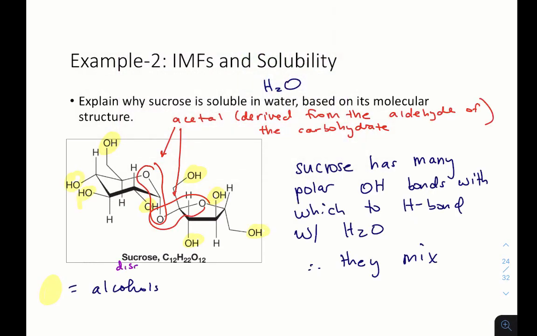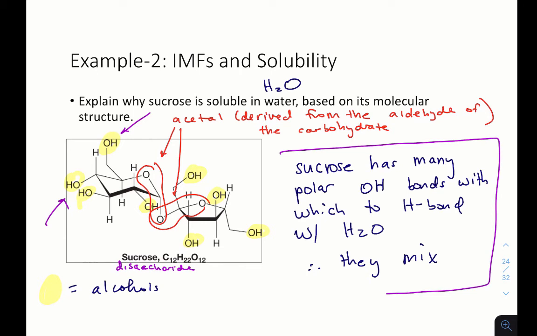Sucrose is a disaccharide. It is made of a glucose and a fructose. So we can see that because this is a carbohydrate, it has many alcohol functional groups. And then it has the two acetals, which are derived from the aldehyde group of the carbohydrate in its acyclic form. But in sucrose, the carbohydrates are in their cyclic form. And what is important here is that sucrose has many polar OH bonds with which it can hydrogen bond to water. And because of that, it dissolves in water. It has quite a high solubility in water, in fact.